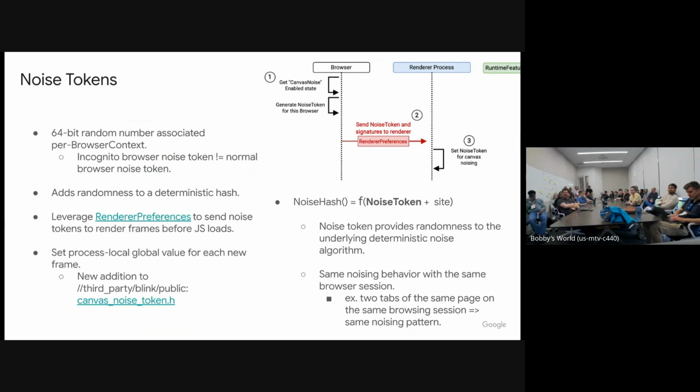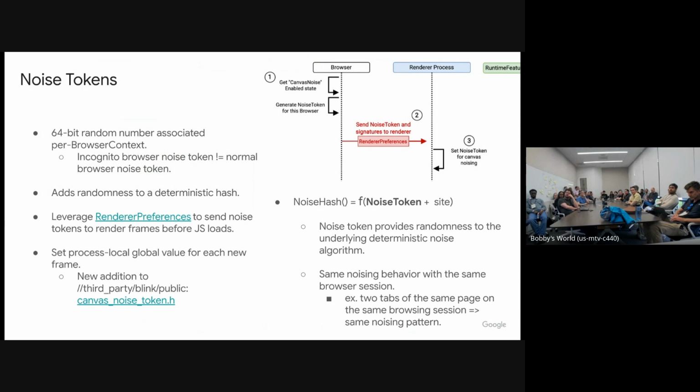So how exactly do we do this? We leverage something called the render preferences, which is essentially an early Mojo pipe that will send the noise token before any JavaScript loads. Render preferences are quite useful for other cases, like whether or not you want to change the rate at which your cursor blinks. Not the Blink render engine, just the action of blinking. But yeah, so the noise token is pretty simple.